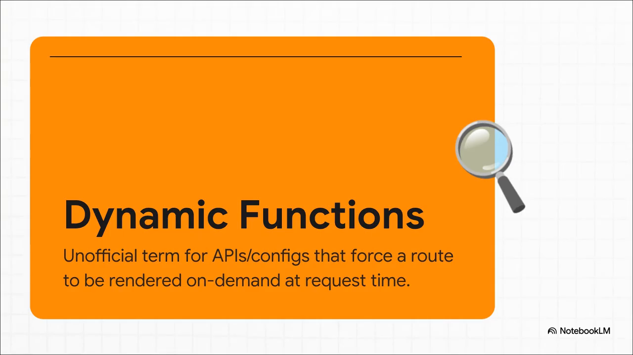What people really mean when they say this is they're talking about a cause and effect relationship. You write some code, maybe you use a specific API or set a certain config, and that code acts like a trigger. It flips a switch inside Next.js, forcing it to change how it builds a page. It goes from its default static mode to a fully dynamic on-demand mode.